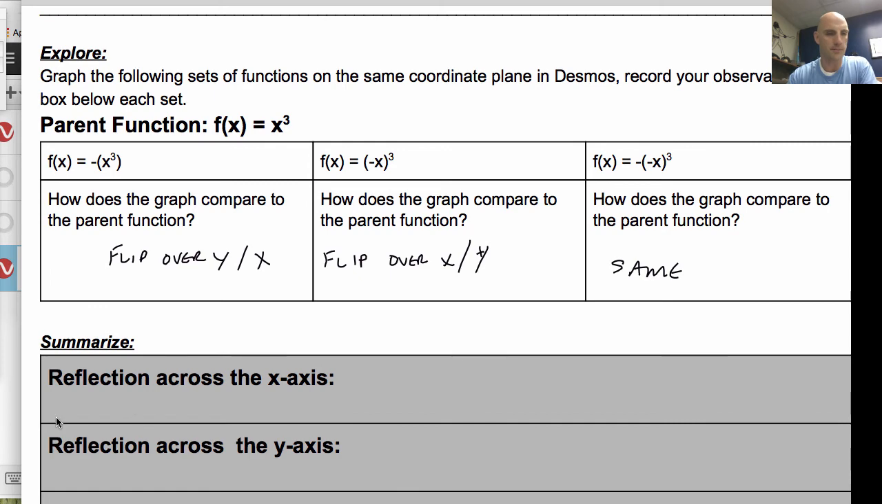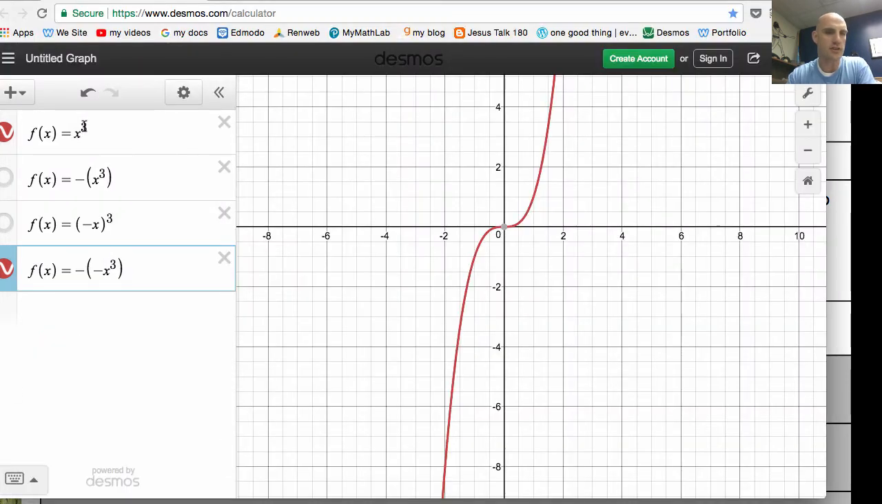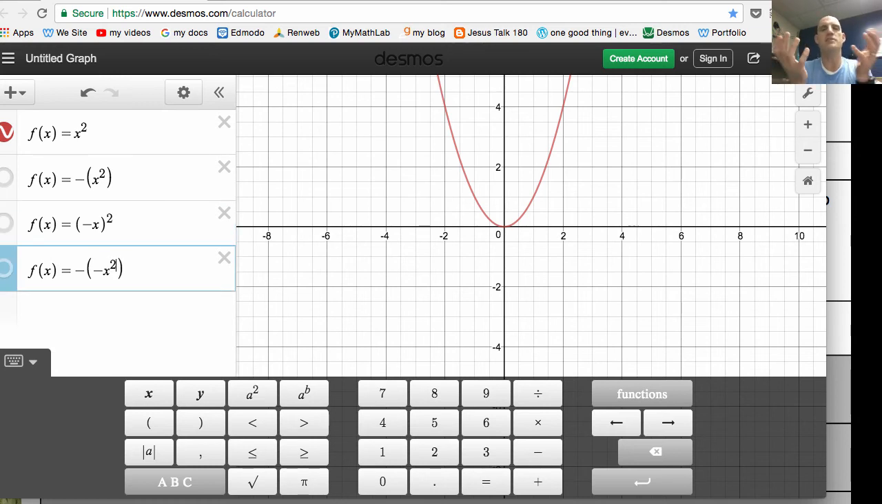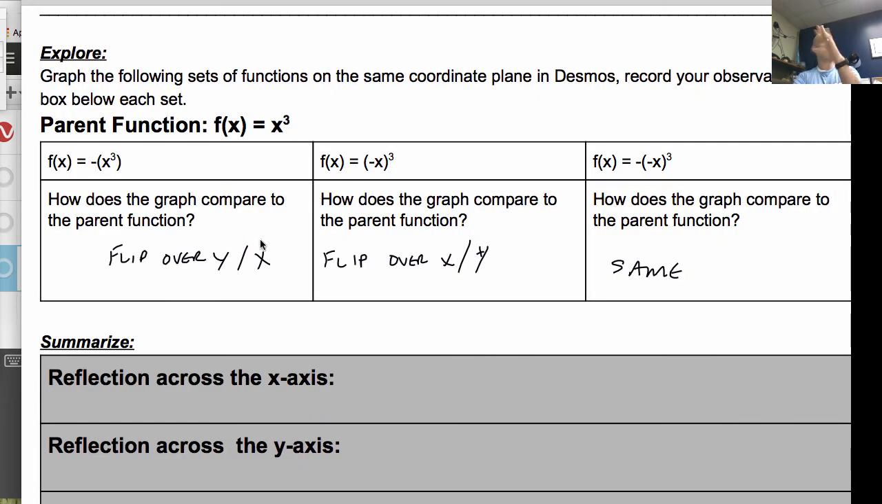Let's look at something real quick. What if I change this to x squared? Let's just check it out for a second. Turn these off. And let's look at squared, because sometimes in math, when you examine one example, you can't really tell. So it's not enough evidence. So let's look at x squared. You're familiar with this one, the squared function, right? What if I did that same thing, and I'm trying to figure out, does it flip it over y, or does it flip it over x? So let's check it out.